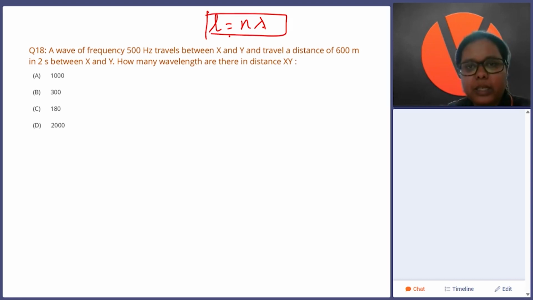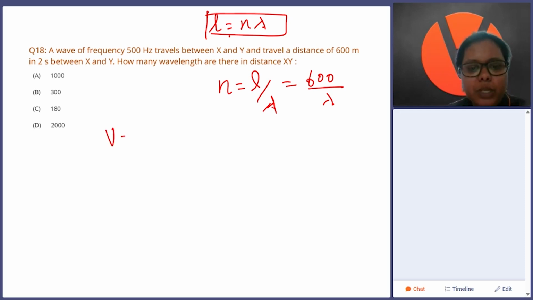Based on that, I have written this expression. So now what they're asking is the n value. N would be L divided by lambda. So what is L here? They mentioned 600, divided by the lambda value we are in need of. So how will we find the lambda value? So 600 meters in 2 seconds is the velocity. What shall I write here?